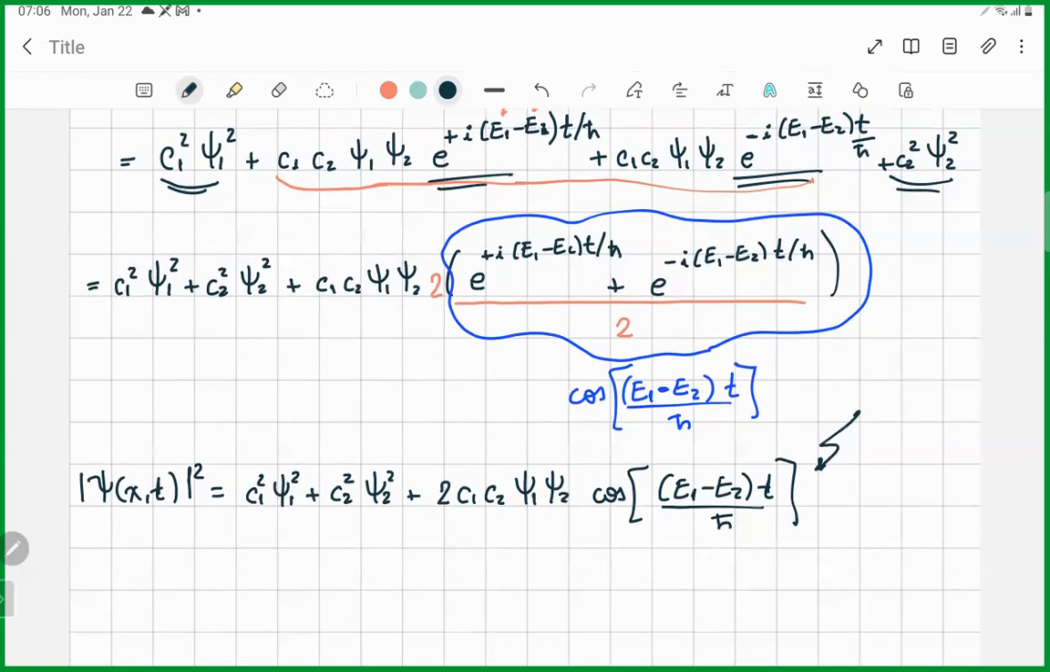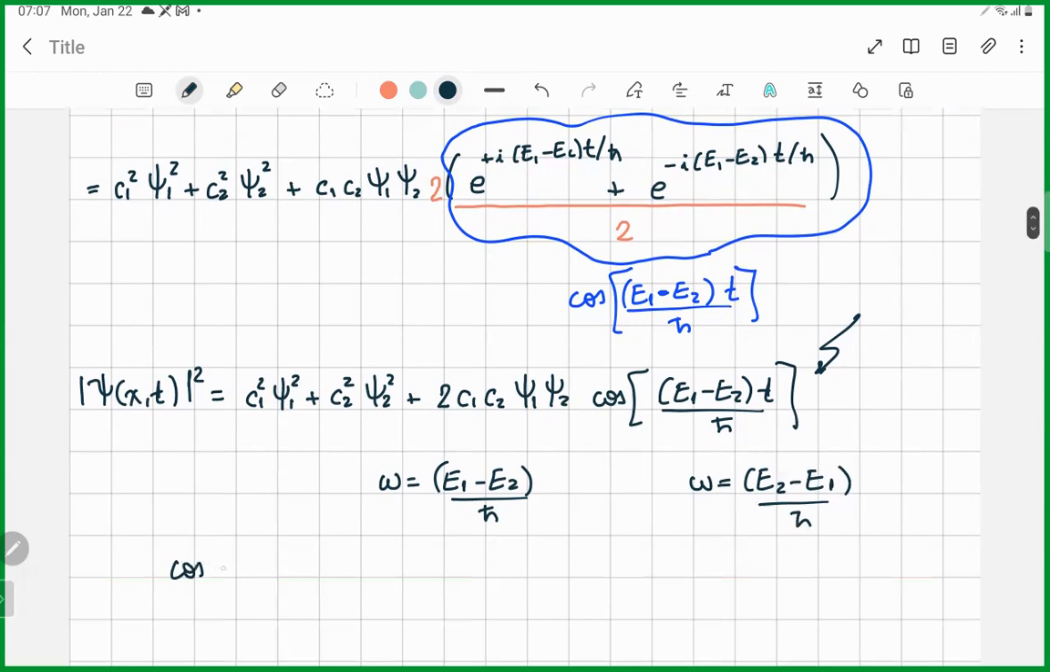What is the frequency of these oscillations? It doesn't matter: you can either write (E1 minus E2) divided by h bar, or the same thing, (E2 minus E1) divided by h bar, because the cosine of x is equal to the cosine of minus x. So it doesn't matter which order you pick. The important thing is that the frequency is given by the difference in the energies of these stationary states. Okay, so this is the end of this problem.